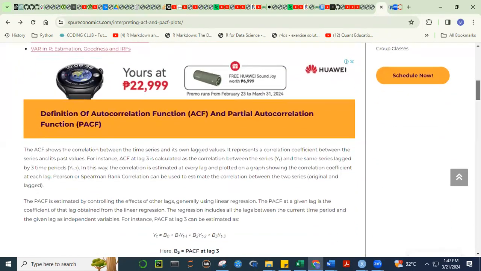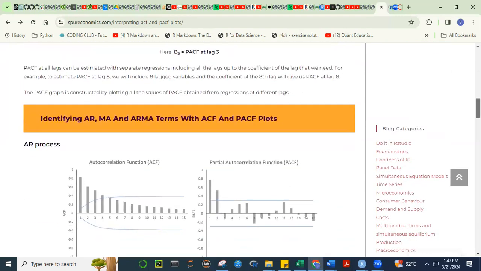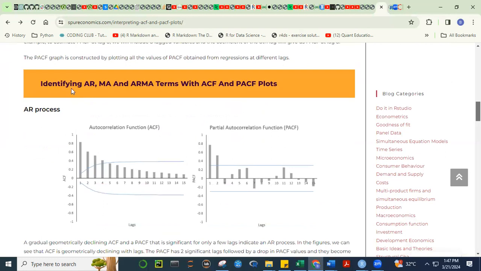Okay, sa ilalim class ito. Identifying AR, MA, ARMA terms with the ACF and the PACF. Okay. So, tingnan nyo to class. What's an AR process? How does an AR process behave? Ang AR process class, you base it on the PACF. You look at the PACF, the partial autocorrelation function. If there are significant spikes here, for example, sa lag 1 significant, sa lag 2 significant, and then cut off na. Wala nang iba.